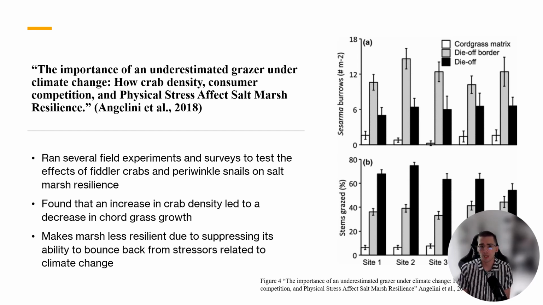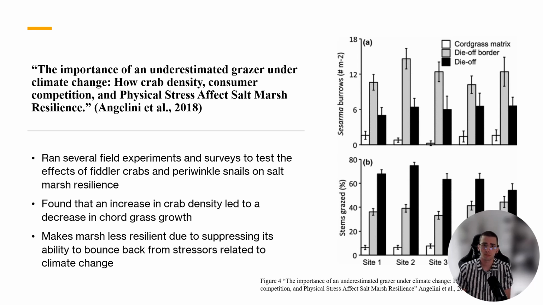This is just showing the gradient of a dense cordgrass matrix towards a mudflat, basically. So the top graph shows us that there's a high amount of crab burrows along the die-off border of the cordgrass matrix and in the mudflat section. And the bottom one shows us that the most amount of stems grazed is occurring once again on the border and in the section of the die-off.